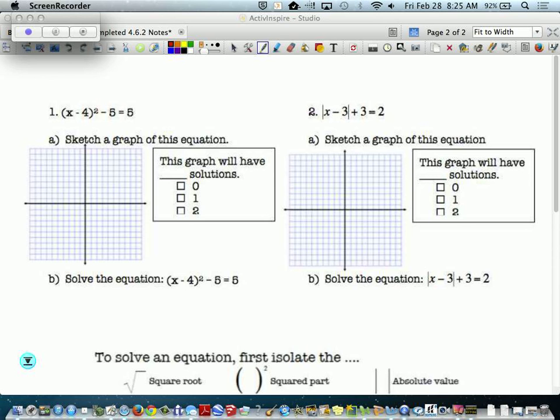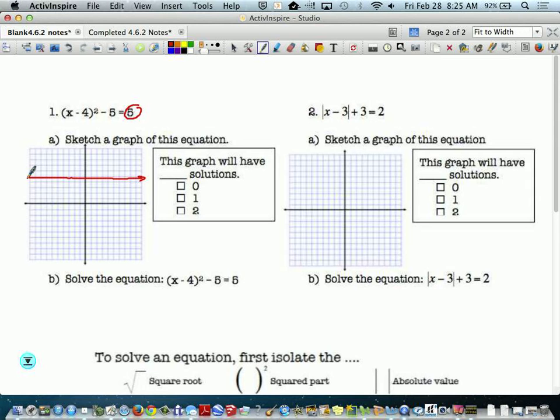So that's the point of this second page. Let's do 5: 1, 2, 3, 4, 5. So if you would graph 5, that's just a horizontal or constant.